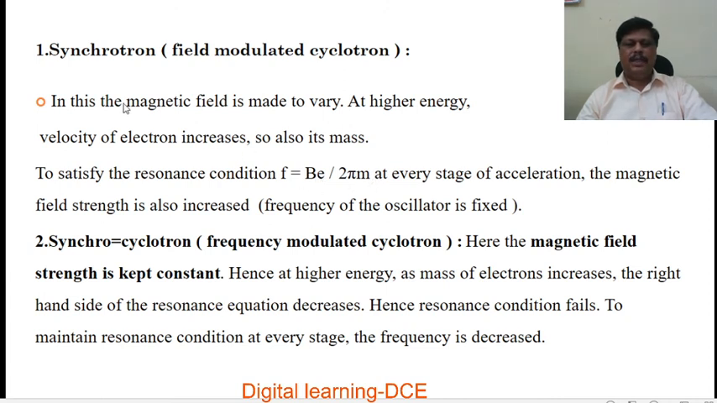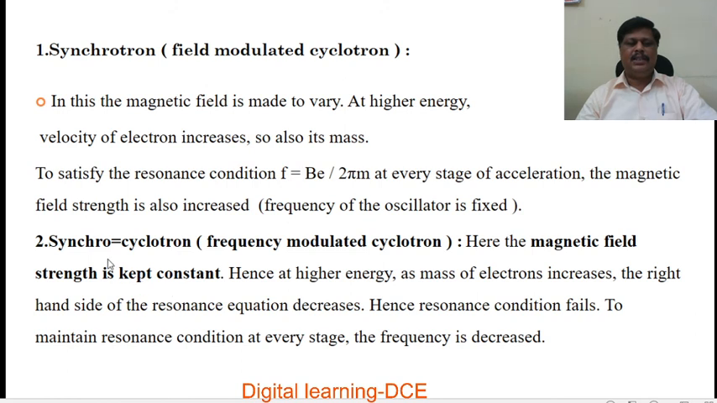In the synchrotron, the magnetic field is made to vary. At high energy, the velocity of the electron increases, and so does its mass. To satisfy this resonance condition, f is equal to B by 2 pi m, at every stage of the acceleration the magnetic field strength is also increased. The frequency of the oscillator is fixed.